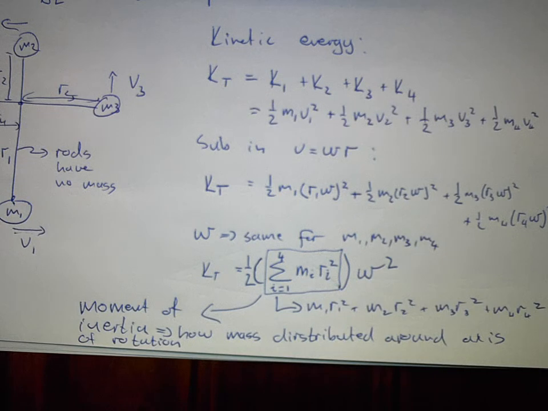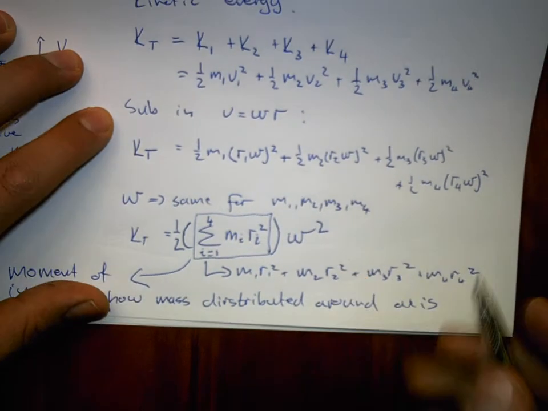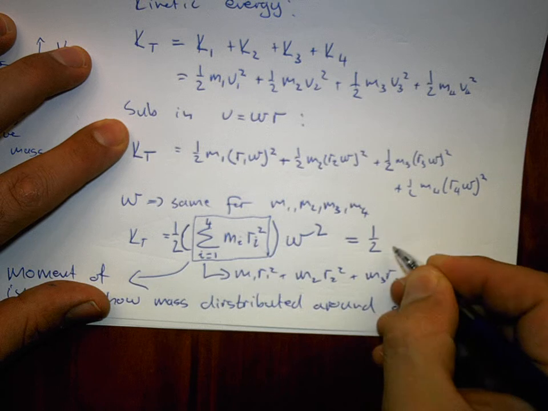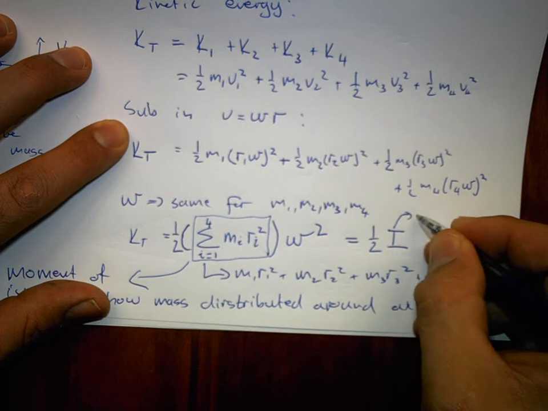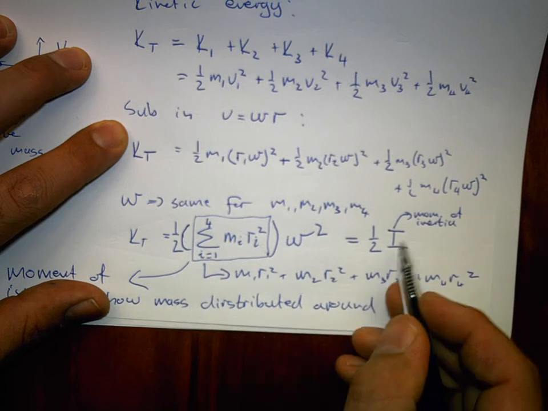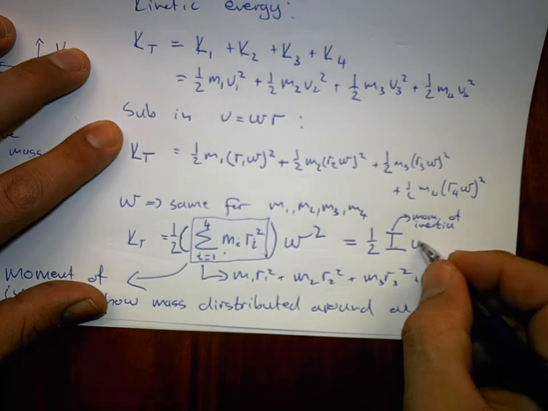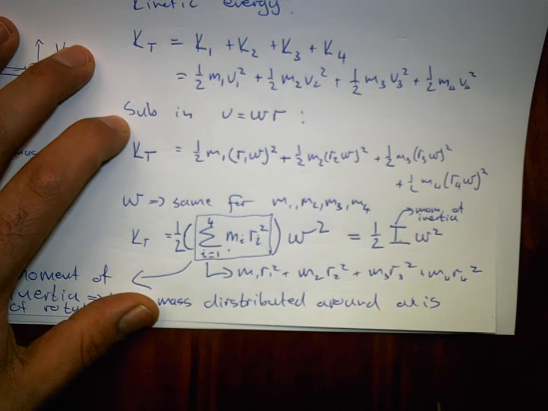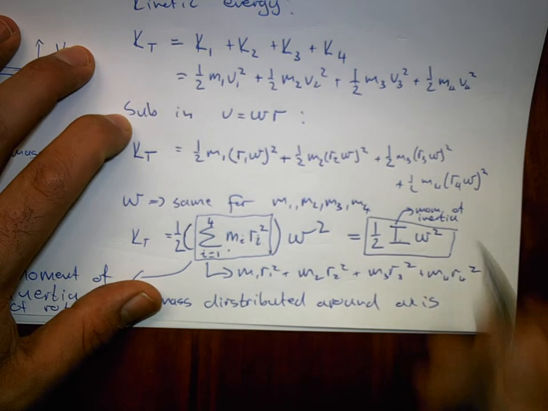But if I know how many masses I've got, if I know how far every single one of them is going to be from my axis of rotation, I can calculate the moment of inertia once, and then for all crosses looking like this, I know what the moment of inertia is going to be. So we write this as a shorthand. We say this is then equal to a half I omega squared, where I now denotes the moment of inertia. So this then gives me the kinetic energy of a rotating object.